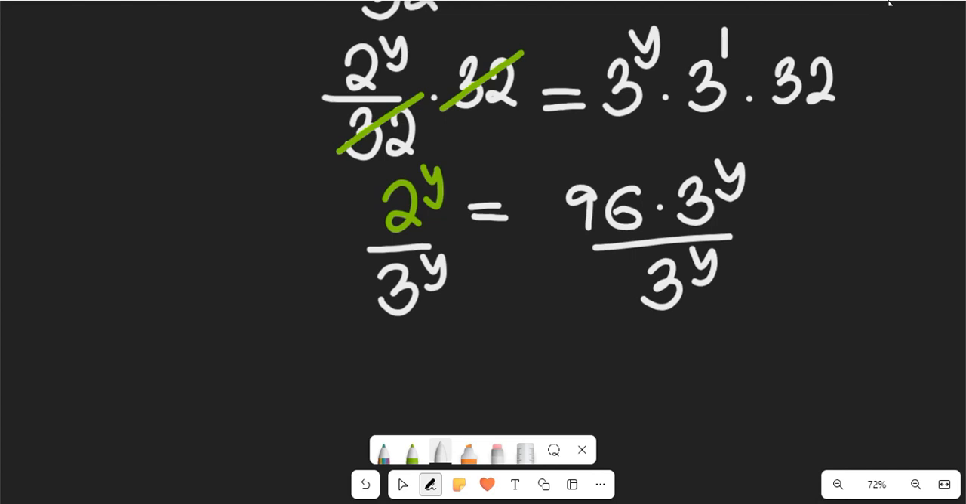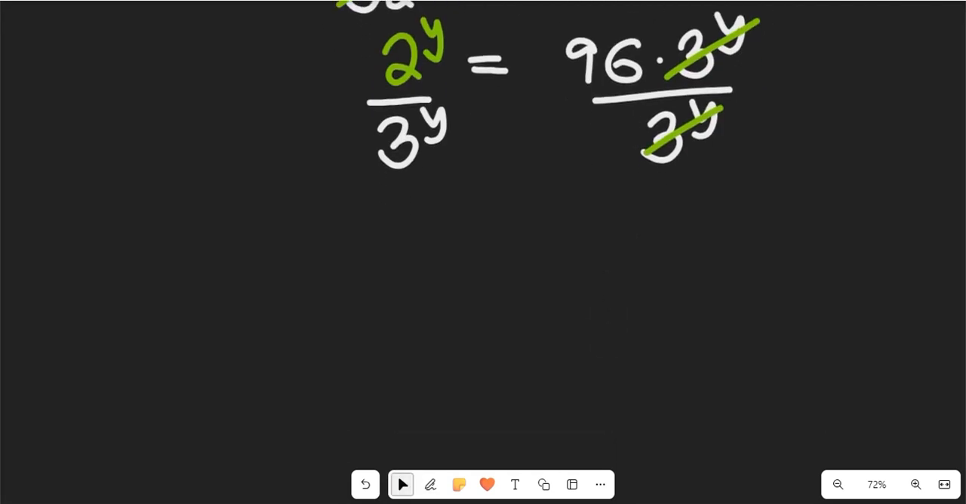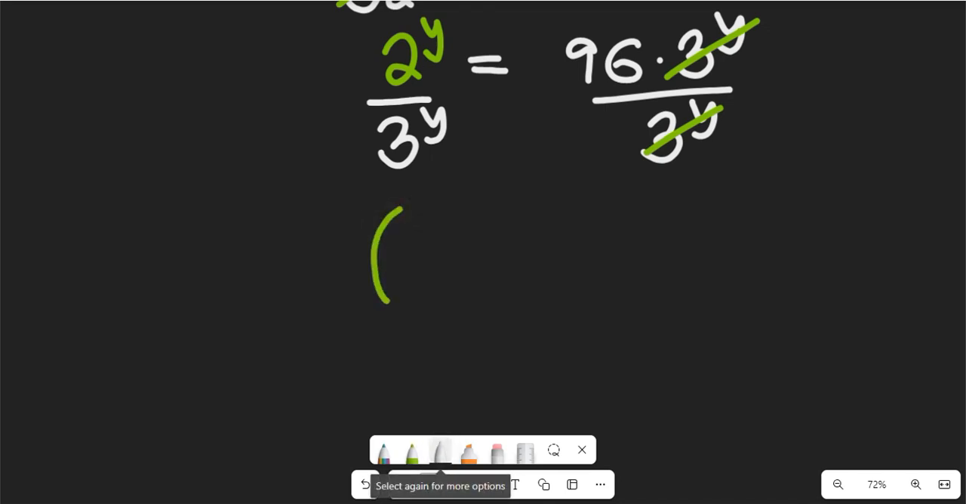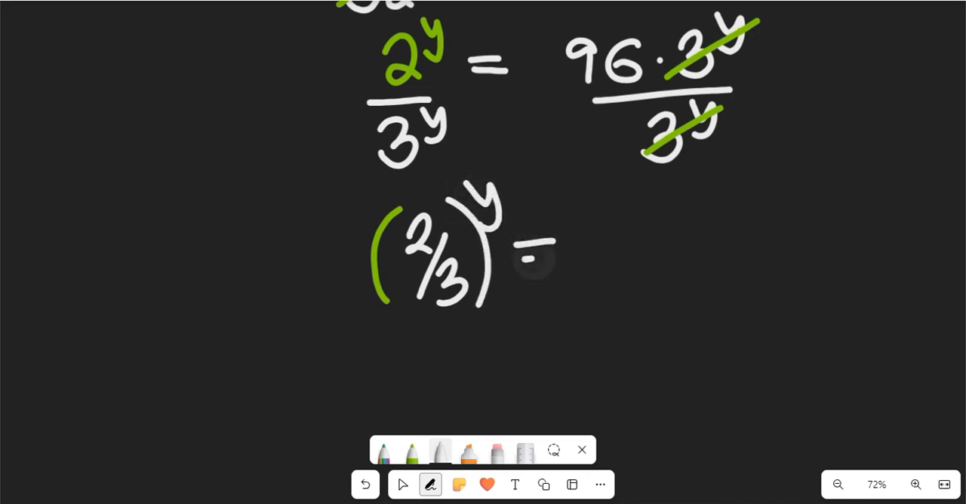So if we clear y from the right-hand side, what we're simply going to have is this clearing this, and then the left-hand side will be equal to, recall the law of indices, 2 divided by 3 all to the power of y, right? And this will be equal to 96. Now we are closer to the solution.